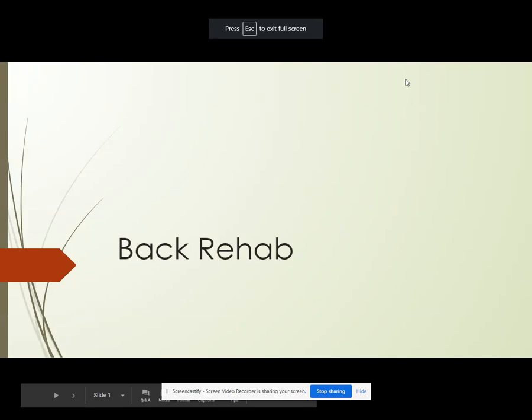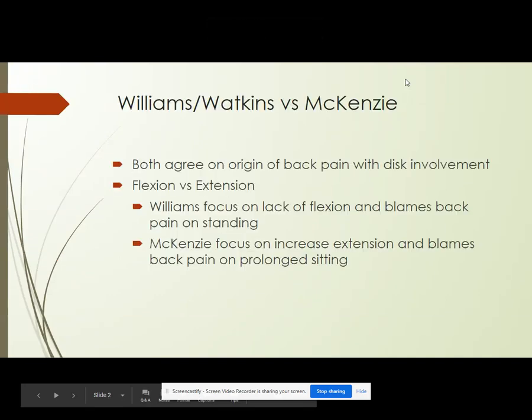Okay, back rehab. There's two different trains of thought when you're dealing with back pain or back rehab. There's Williams or Watkins versus McKenzie. Both agree that the origin of back pain most often is a disc involvement. So if you're dealing with any type of spine injury, this is not a musculoskeletal issue. This is a skeletal issue. It does not necessarily involve the muscles for the injury purposes. The injury is at the disc.